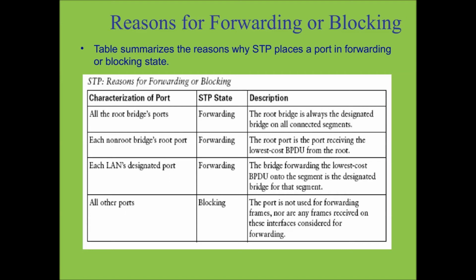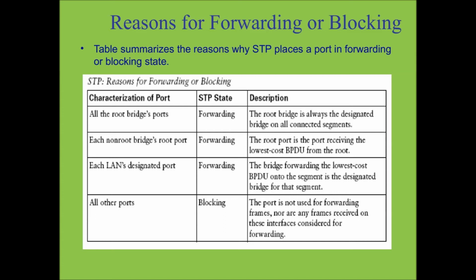Second, each non-root bridge's root port is in forwarding state. The root port is the port receiving the lowest cost BPDU, or bridge protocol data unit, from the root. Next, each LAN's designated port must be in forwarding state. The bridge forwarding the lowest cost BPDU onto the segment is the designated bridge of that segment. And the last one is all other ports in blocking state. The port is not used for forwarding frames, nor is any frame received on these interfaces considered for forwarding.